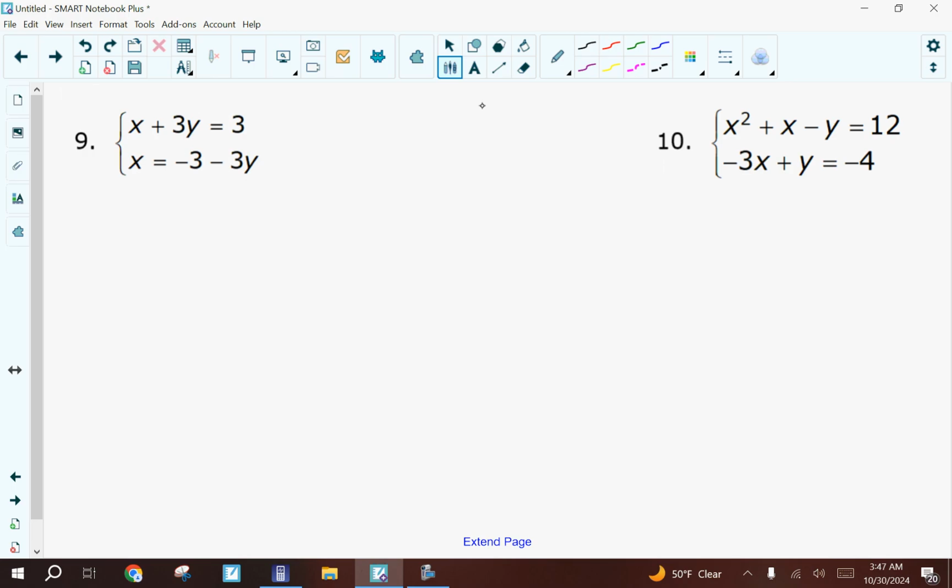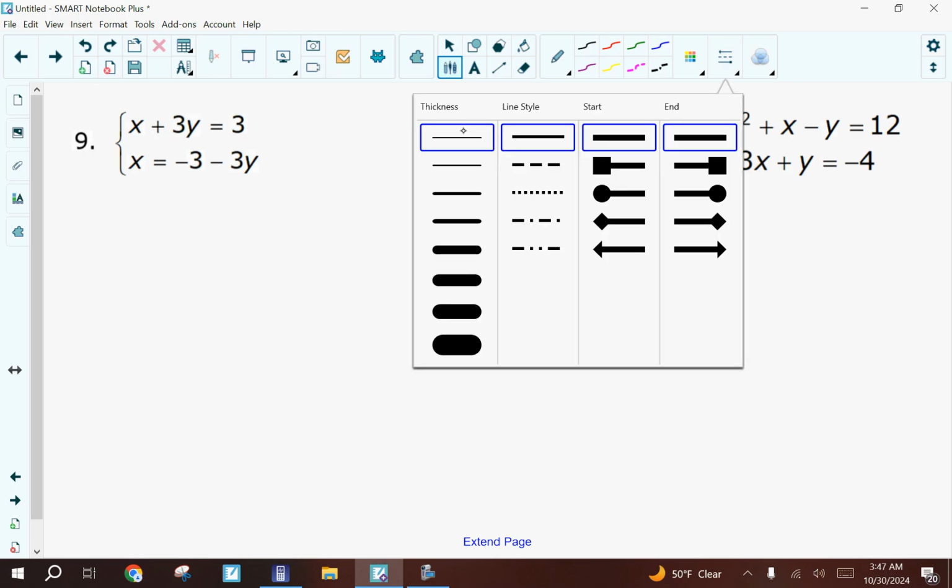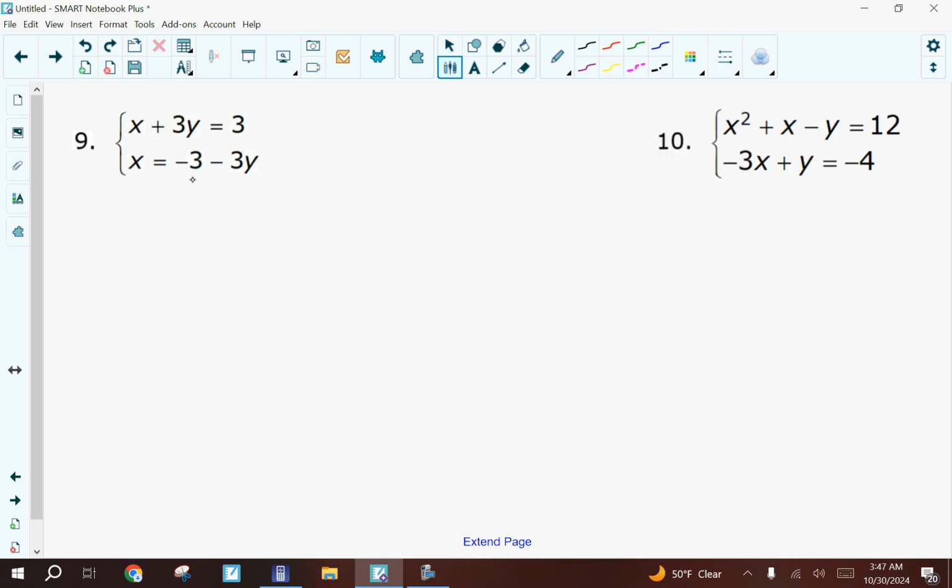This one doesn't have any exponents. So this is going to be the elimination method. Now for elimination, we have to get everything lined up. It should go x's, y's, equal signs, and then numbers with no letters on them.